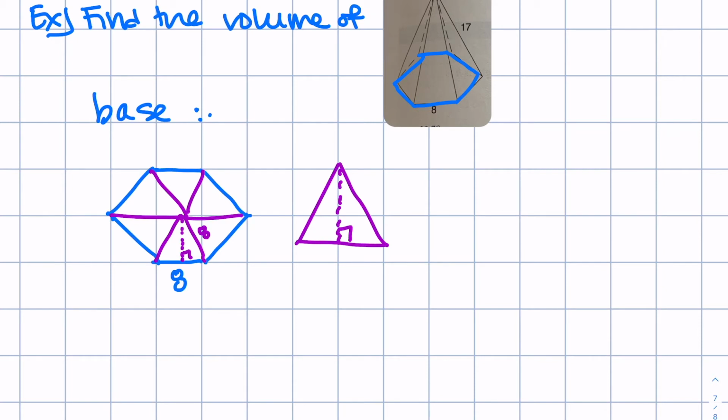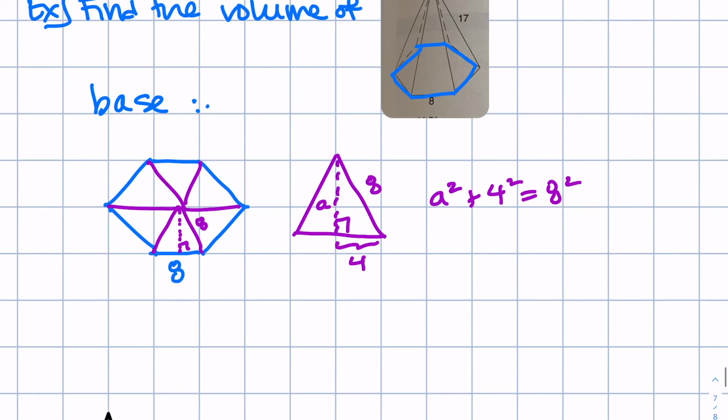So the height of this triangle, I called it A. So this is A, and this piece is of course length 4, since the whole side is length 8, and this guy should be length 8. I get A squared plus 4 squared is equal to 8 squared. Doing a little bit of arithmetic, 4 squared is 16, 8 squared is 64, subtracting that over, I should get that A is the square root of 48, or 4 square roots of 3.